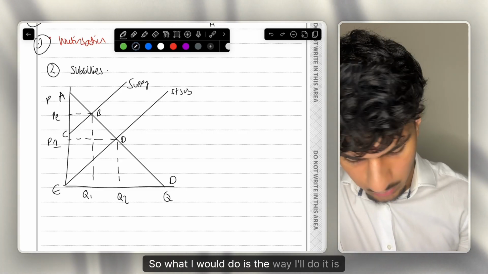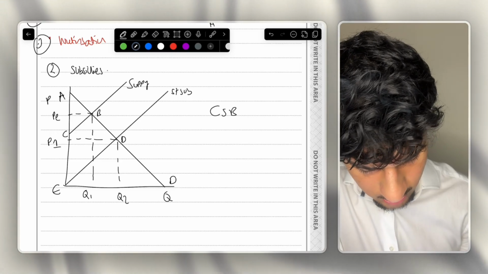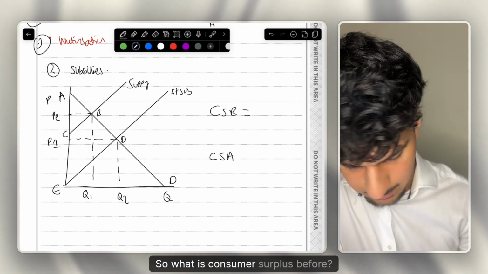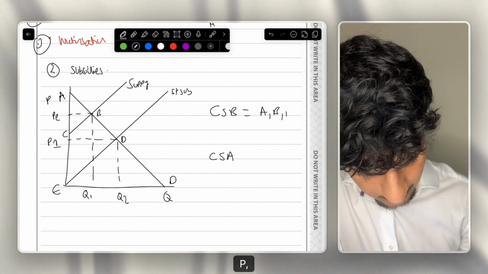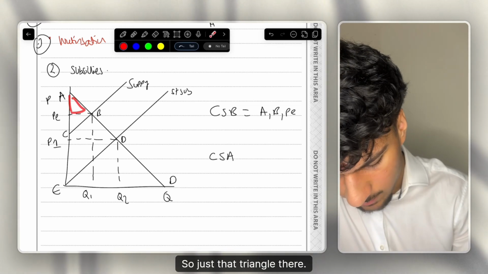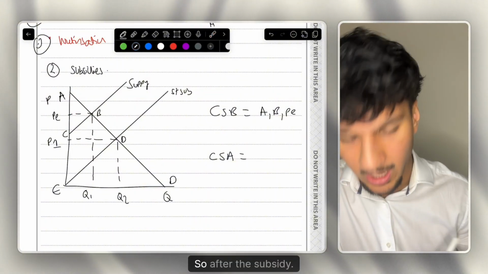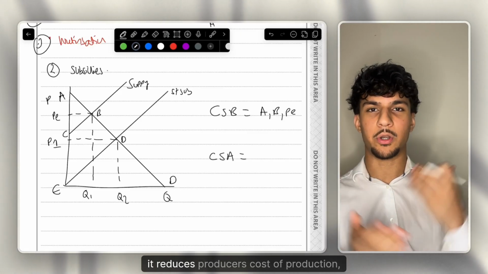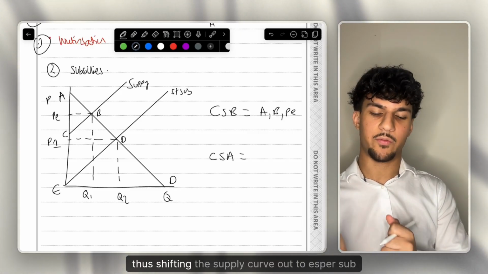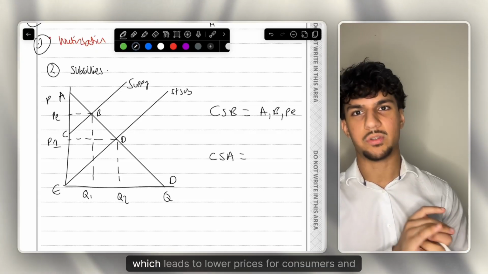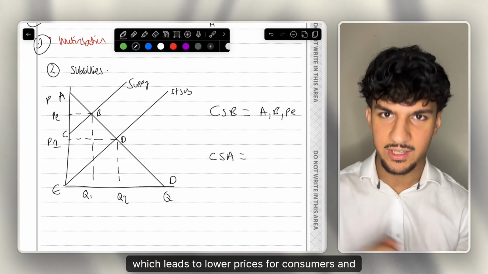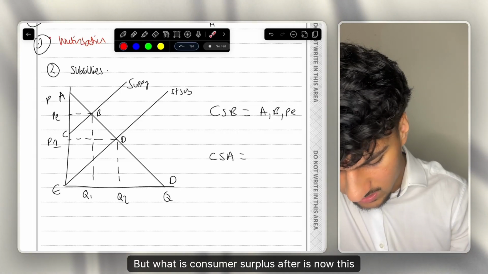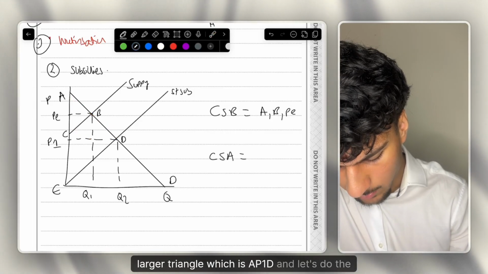So the way I would do it is consumer surplus before, and then consumer surplus after. So what is consumer surplus before? It's of course A, B, P, E, so just that triangle there. And then what is consumer surplus after? So after the subsidy. So of course, what does a subsidy do? It reduces producers' cost of production, thus shifting the supply curve out to S plus sub, which leads to lower prices for consumers and higher quantity produced. But what is consumer surplus after? It is now this larger triangle, which is A, P1, D.